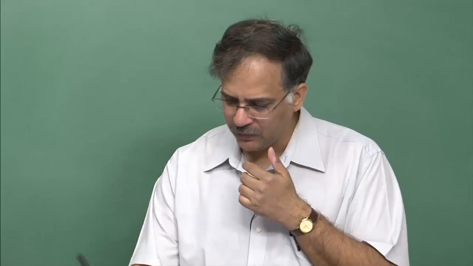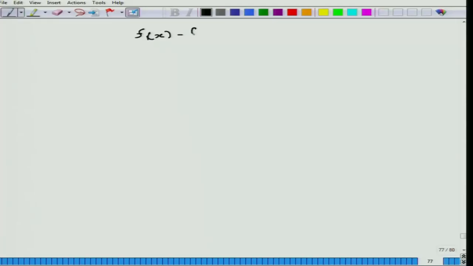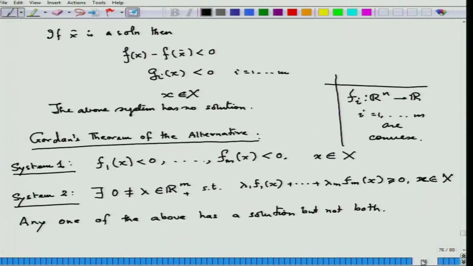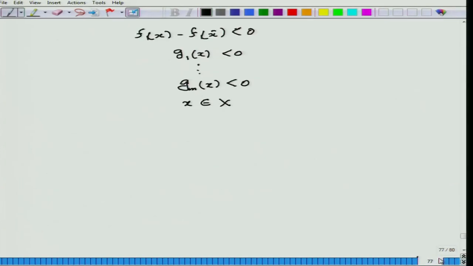So, in our system what we have is f x minus f x bar. F x bar is a fixed quantity, right. This is a convex function and g 1 x strictly. So, if x bar is a solution, this system we know does not have a solution. So, this corresponds to something like system 1 here in Gordon's theorem of the alternative. Which means if this does not have a solution, then the second must have a solution.